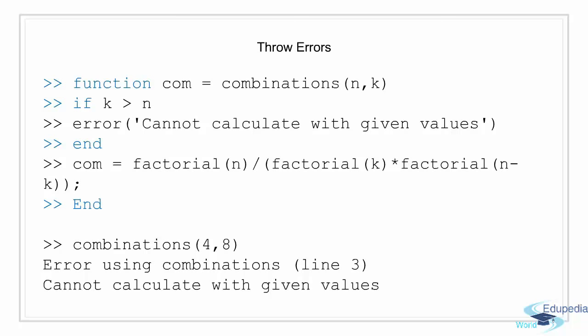The same thing has been demonstrated here in code. For the function combinations, I take inputs n and k. I check if k is greater than n, then this makes no sense and the program cannot calculate. That is what I write in the error function call. I have tested the same thing in the command window by calling the function combinations and passing values 4 and 8. It does throw an error and it also terminates the program.